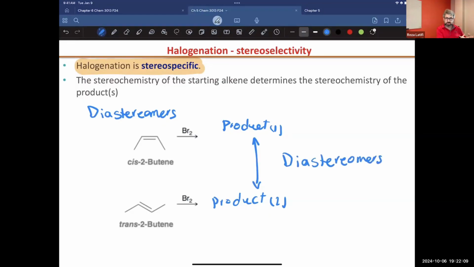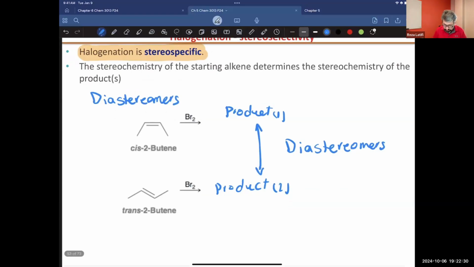Okay, so you started with diastereomers, you ended with diastereomers. If you hold that relationship, we say the reaction is stereospecific. Whatever you started with, a cis, is going to give you a unique product, and it has a diastereomeric relationship with the product of the trans isomer. Okay, let's practice though.